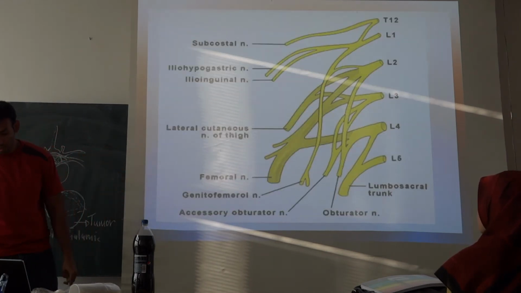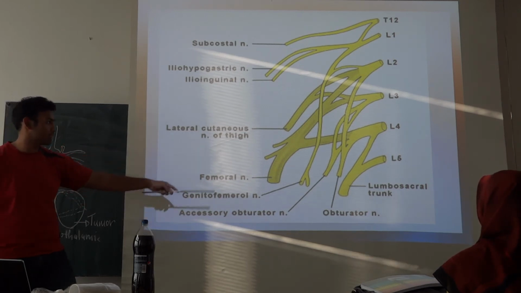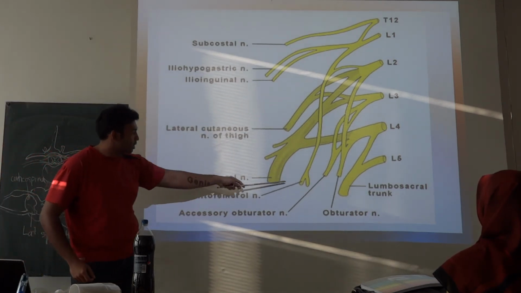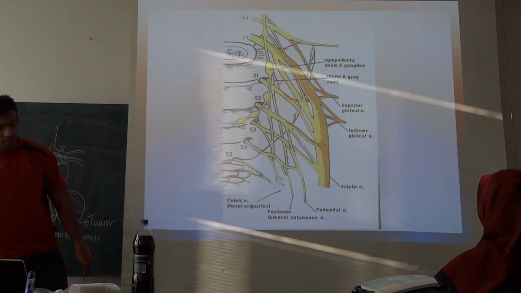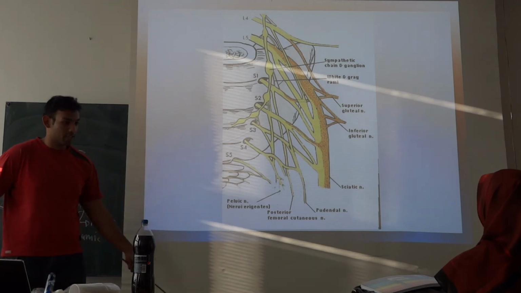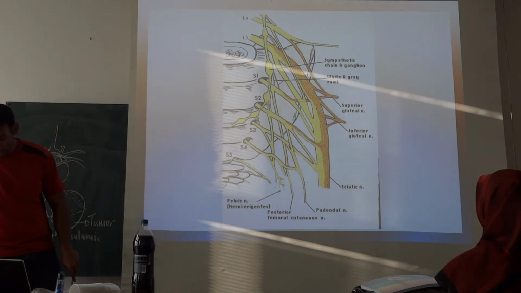And this is your which plexus? Lumbar plexus. Yeah, it's the same. As you can see, the end nerve is formed by mixing and matching of the spinal nerves. It's the same. And again, you have your sacral plexus, and they also have the same property.